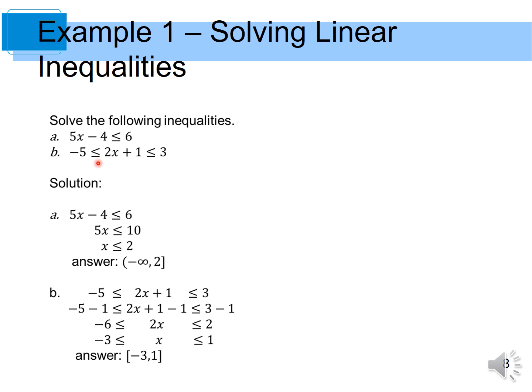And for b, negative 5 less than or equal to 2x plus 1 less than or equal to 3. In order to eliminate the positive 1, we subtract 1. For the left side, minus 1, and the right side also minus 1. So here, we just have 2x. And to get x, the whole inequality is divided by 2. So we have negative 3 and 1. So we can conclude our answer: x is between negative 3 and 1.